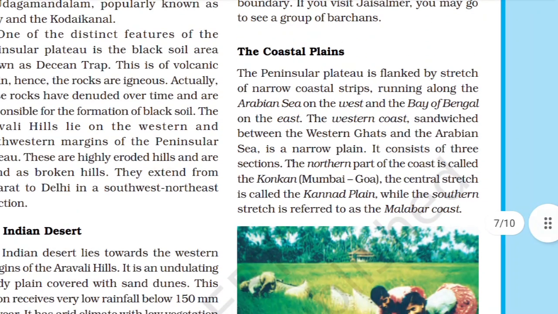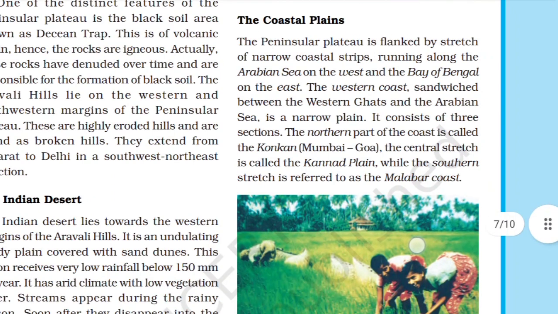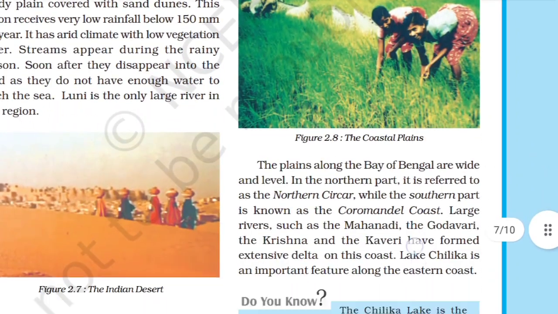Now, the coastal plains. The Peninsula Plateau is flanked by a stretch of narrow coastal strips running along the Arabian Sea on the west and the Bay of Bengal in the east. The western coast, sandwiched between the Western Ghats and the Arabian Sea, is a narrow plain. It consists of three sections. The northern part of the coast is called Konkan, between Mumbai and Goa. The central stretch is called Kanara Plains, while the southern stretch is called Malabar Plains.